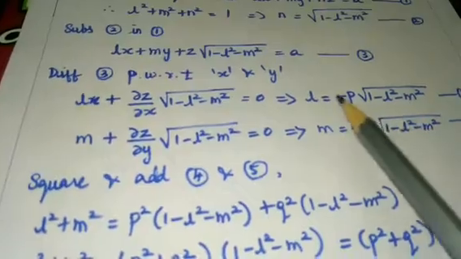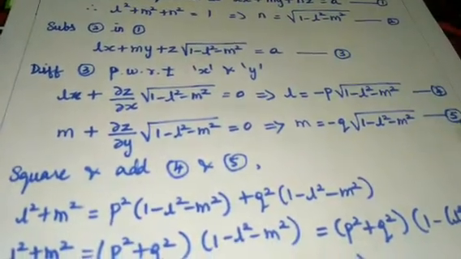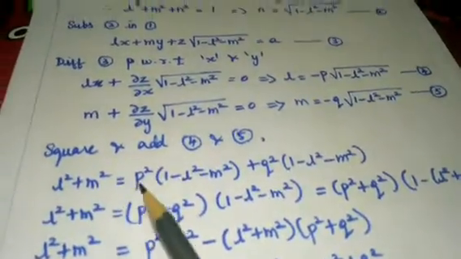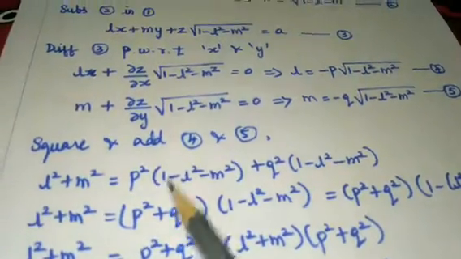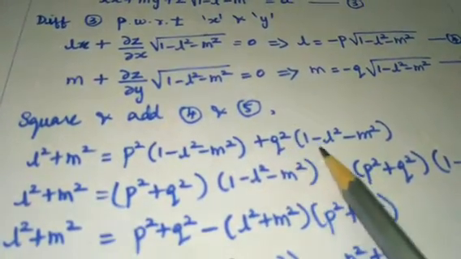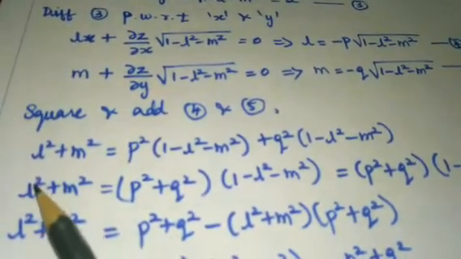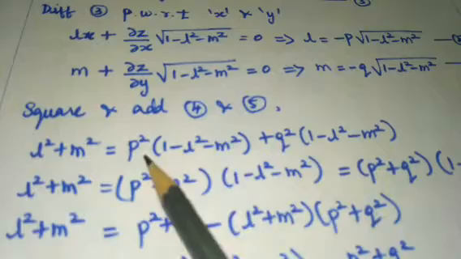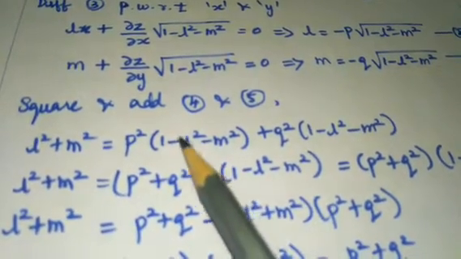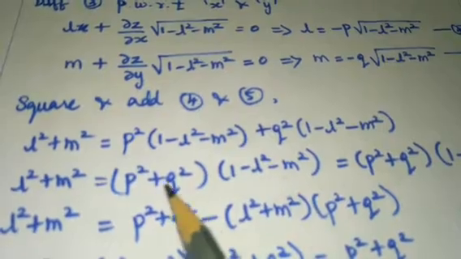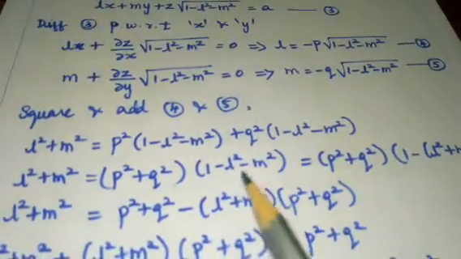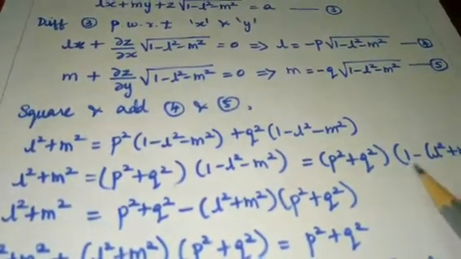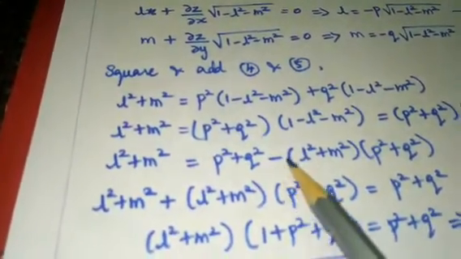So we are just squaring and adding the fourth and fifth equations. So l² plus m² is equal to p² into this root; square root and square are cancelled. Therefore 1 − l² − m² plus q² into (1 − l² − m²). Next, if we take p² and q² as common, then (1 − l² − m²) into (p² + q²). So here take the minus term as common. So (p² + q²) into 1 minus (l² + m²). And then from here, l² + m² equal to p² + q² minus.